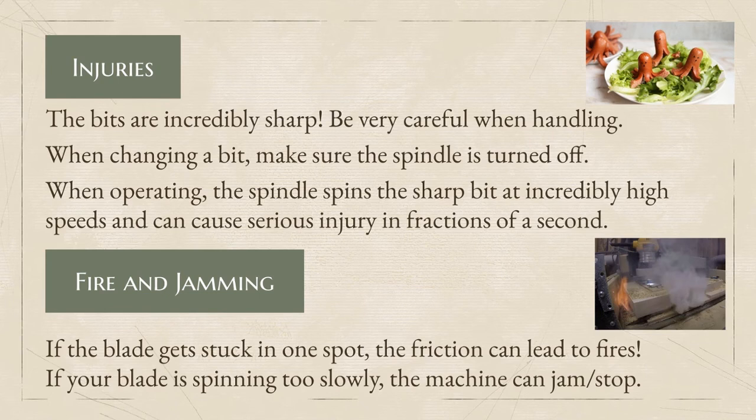The hardware can be sharp, so attention is needed when using these items. Changing out bits and mills requires that the machine is turned off or completely disconnected from a power source. During operation, fire can result from jammed bits and mills getting stuck. When this happens, the friction will create a lot of heat, which can lead to lighting the workpiece on fire. So leaving the machine while in operation is not recommended.